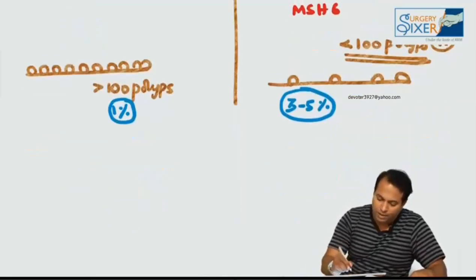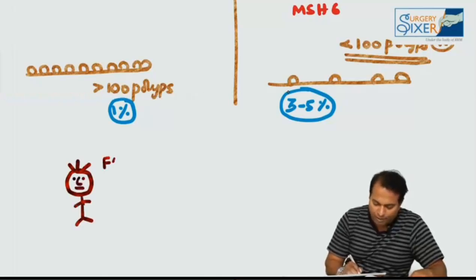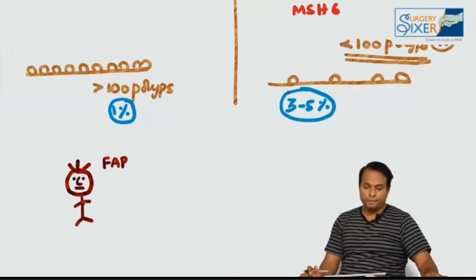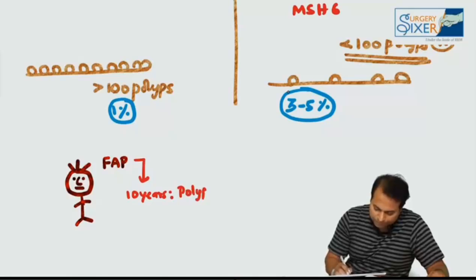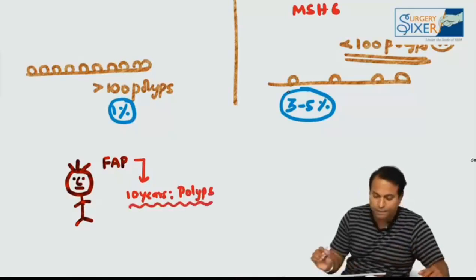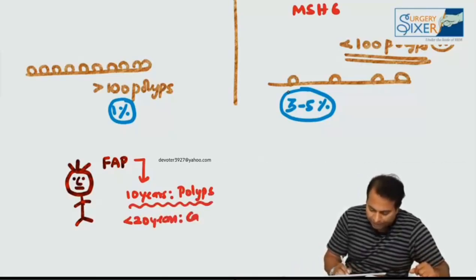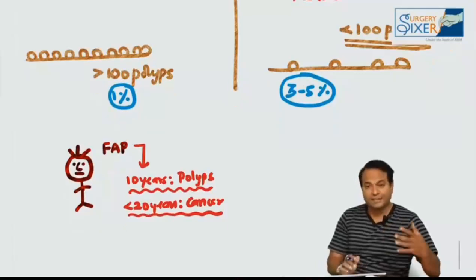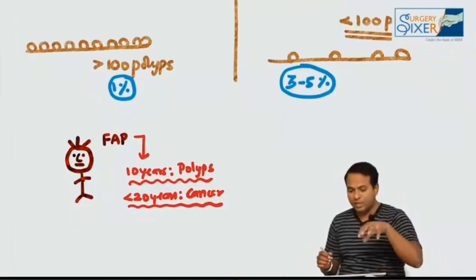So what happens to an FAP patient? Let us assume a newborn baby is born with FAP. What are the things this baby is going to experience in life? From 10 years onwards, they start developing polyps. Before 20 years, they also start developing cancer. The age before high school is not specifically mentioned as 20 years, so we keep it as before 20 years.